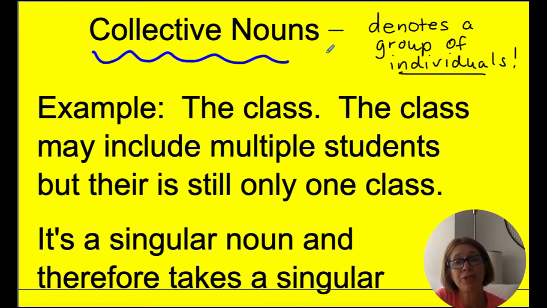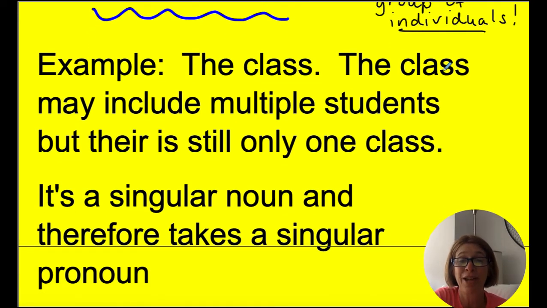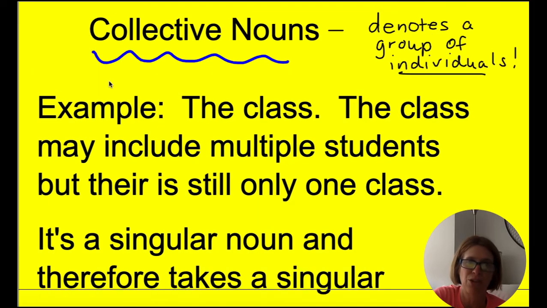I want to make sure we understand that a collective noun denotes a group of individuals. For example, the class. The class does include multiple students, but there's still only one class. It's a singular noun and therefore takes a singular pronoun. So you really want to pay attention to these collective nouns, okay?